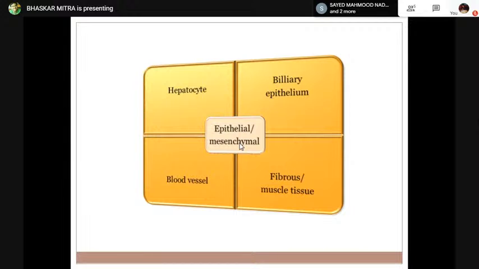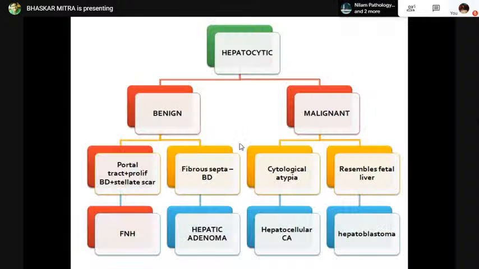Now today we are dealing with the malignant liver neoplasms. So again, the algorithm starts with hepatocytic. Suppose I start with the epithelial one first, that is the hepatocytes, and hepatocytic lesions may look benign. If it looks benign, then we will follow this algorithm: portal tract, stellate scar, FNH, hepatic adenoma, this group.